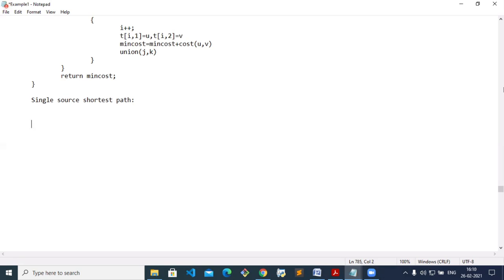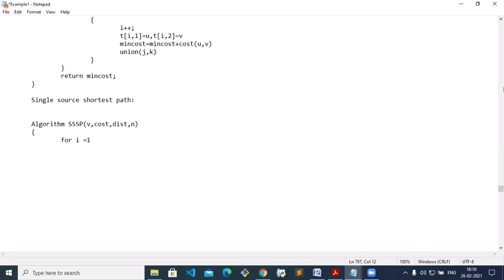Single source shortest path algorithm we'll see now. For the single source shortest path algorithm, what do we need? Here I'm writing the algorithm SSP, single source shortest path. I need the vertices, the corresponding cost, the corresponding distance, and the number of vertices. I'm considering this as my input. First, observe carefully what I'm doing.